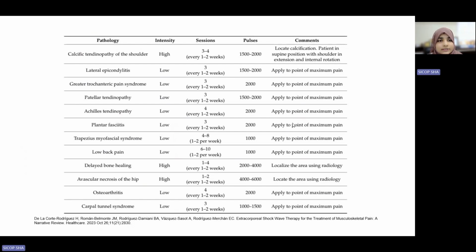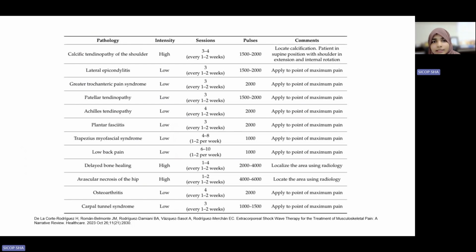So this article summarizes different pathology, the intensity, session, pulses, and where the shock wave is given. So first, for the calcific tendinopathy of the shoulder, intensity used was high. Sessions given were 3 to 4 every 1 to 2 weeks. And pulses were 1500 to 2000. So first we need to locate the calcification. The patient should be in supine lying with shoulder in extension and internal rotation.